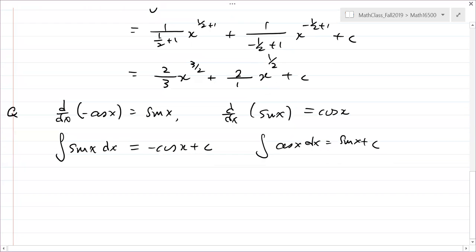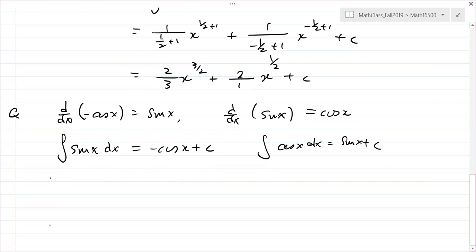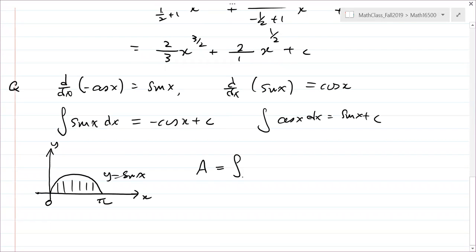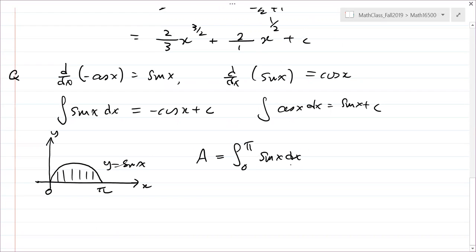Now use that to find the area of the region bounded by the sine curve from 0 to pi. So y equals sine x. What is the area of that region? The area is going to be the integral from 0 to pi of sine x dx. The antiderivative of sine x is negative cosine x, and you evaluate at the two endpoints.